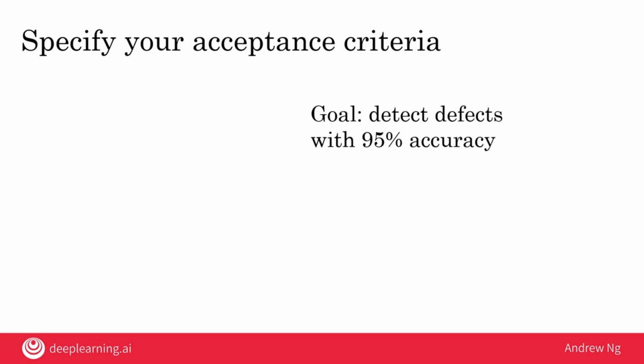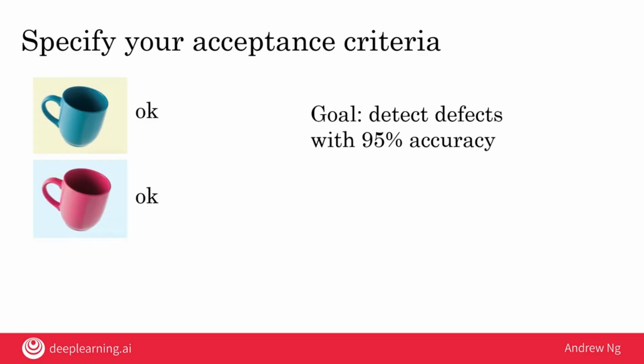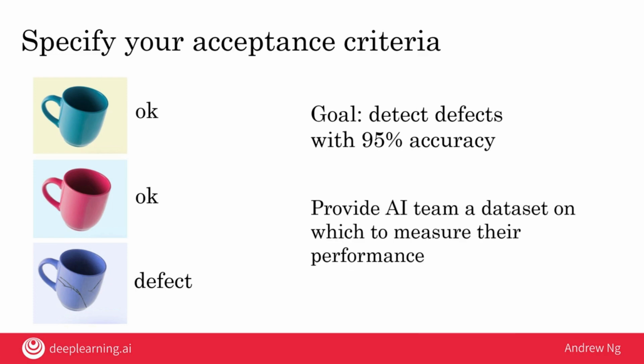But 95% accuracy, how do you measure accuracy? One of the things the AI team would need is a data set on which to measure their accuracy. So a data set is just a set of pictures like these, together with the labels with the desired output B, that the first two coffee mugs are okay and the third one is defective. So as part of your specification for the acceptance criteria, you should make sure that the AI team has a data set on which to measure the performance so that they can know if they've achieved 95% accuracy.